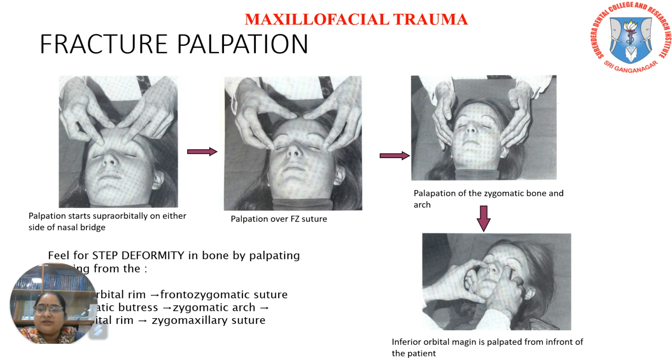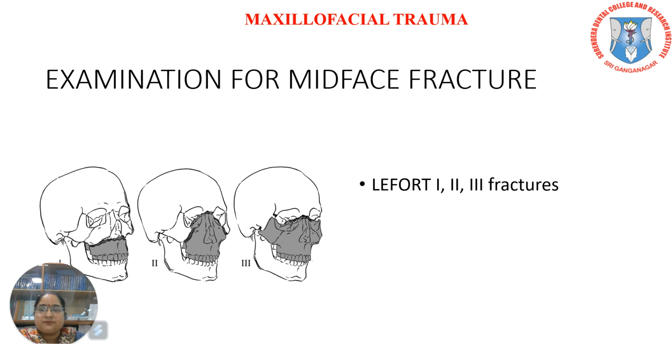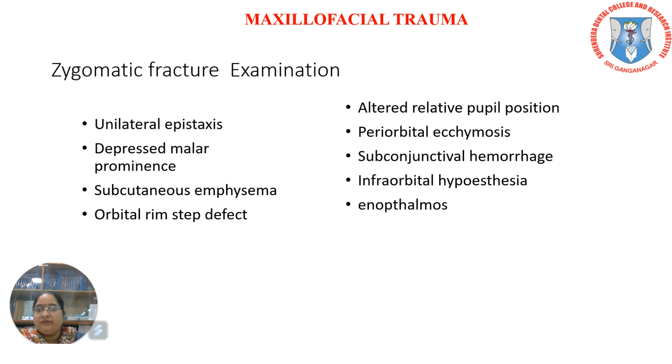For palpation of the fractures, palpation starts supraorbitally on either side of the nasal bridge, then the frontozygomatic region, followed by the zygomatic bones and zygomatic arch. Then the inferior orbital margin is palpated while standing in front of the patient. Examination for the mid-face fractures: we can examine various parts of the mid-face from the middle part to the dentoalveolar region for finding out the Le Fort 1, 2, 3 fractures.